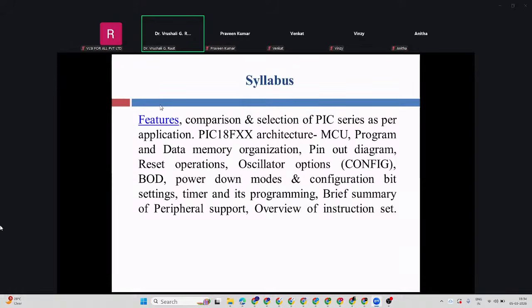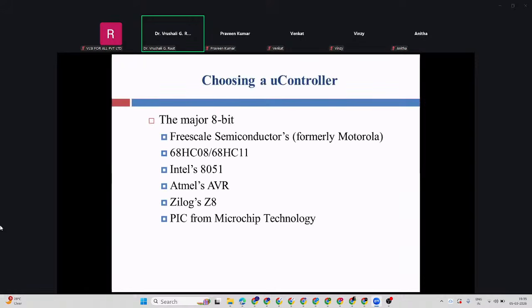Is it right? Okay. And further, the point I am trying to tell here is which architecture we are going to deal with: the 18F series architecture. It's MCU, program and data memory organization, pinout diagram, reset operation, oscillator options, what different oscillations are there, what BOD is there, power down mode, and configuration bit setting, timer, and all the things, peripheral support, and everything. That has to be covered, obviously, for any microcontroller. And here we are going to cover it for the PIC microcontroller.